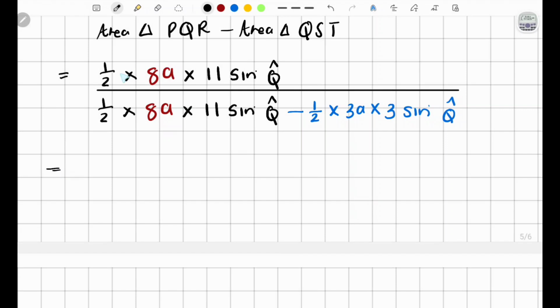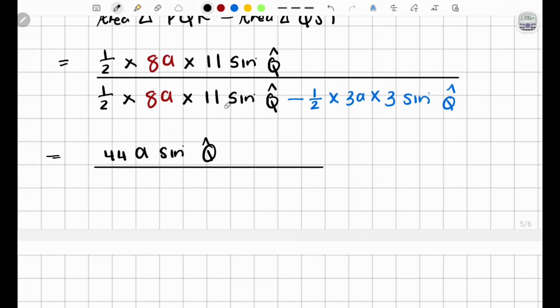The numerator, we just have a half times 8, which is 4. And then 4 times 11 is 44. So what we have there is 44A sine of angle Q. And then on the denominator, again, this is the exact same thing. So we'd also have 44A sine of angle Q. Then we subtract this by, as you can see, I'm just going to say 3 times 3 first is 9. And 9 times a half is 9 over 2, A sine of angle Q.